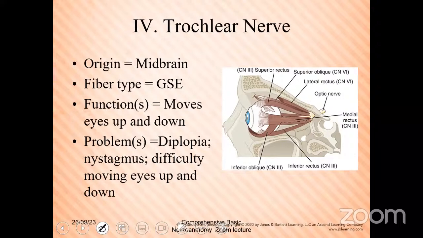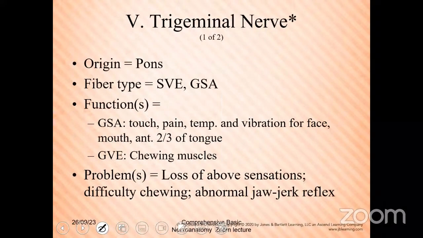Trochlear nerve palsy causes vertical diplopia and difficulty moving the eyes up and down. So that's the superior oblique. Usually the person will have difficulty climbing down the stairs.